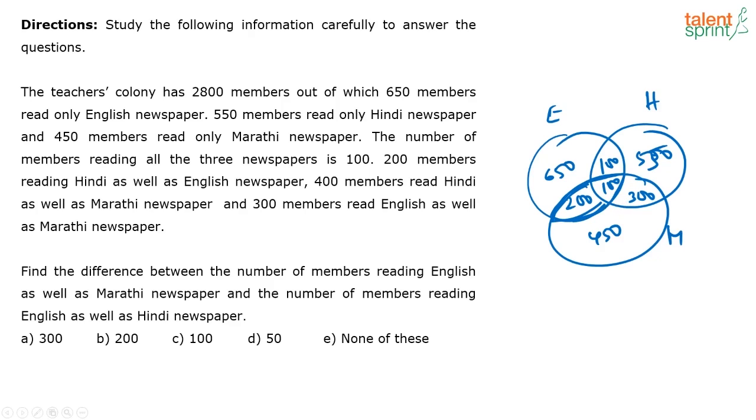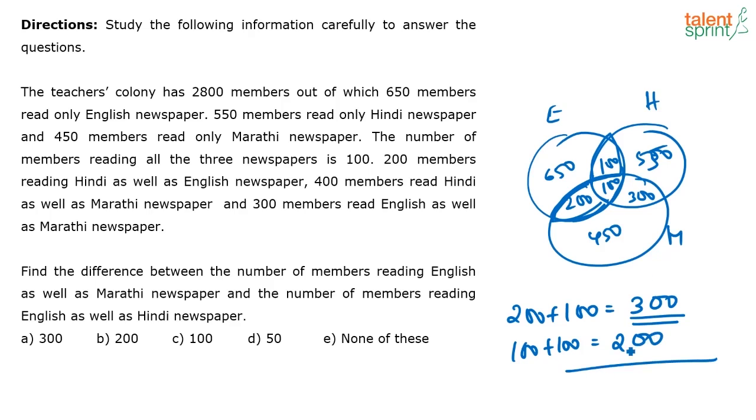Now, how many people read English and Hindi? English and Hindi is read by 100. Again, this 100 is also there. You can take this full set. So if you take it that way also, people reading English and Marathi is 200 plus 100, correct? That is, there are 300 people who read English and Marathi, and there are 200 people, 100 plus 100, who read English and Hindi.